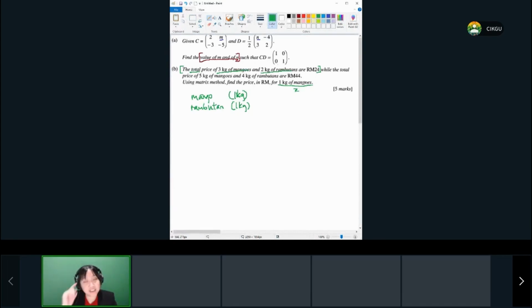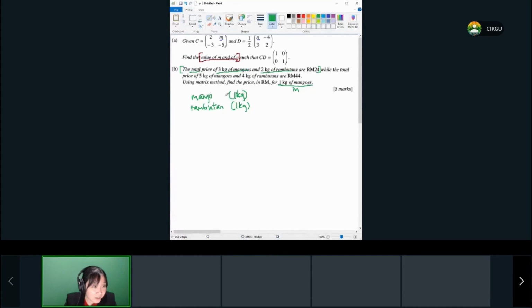Now, some students say, teacher, I don't like X. Why does everybody like to use X? Can I use M, because mango? Can. Whatever letter you want to use, can. Just to make things a little more interesting, I'm going to use M to represent my unknown. I don't want X and Y, I'm tired of seeing X and Y. So M is my unknown.